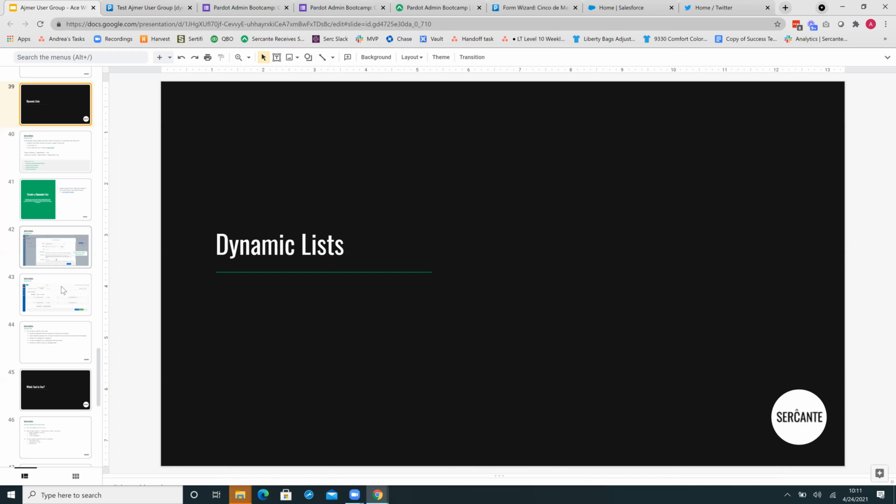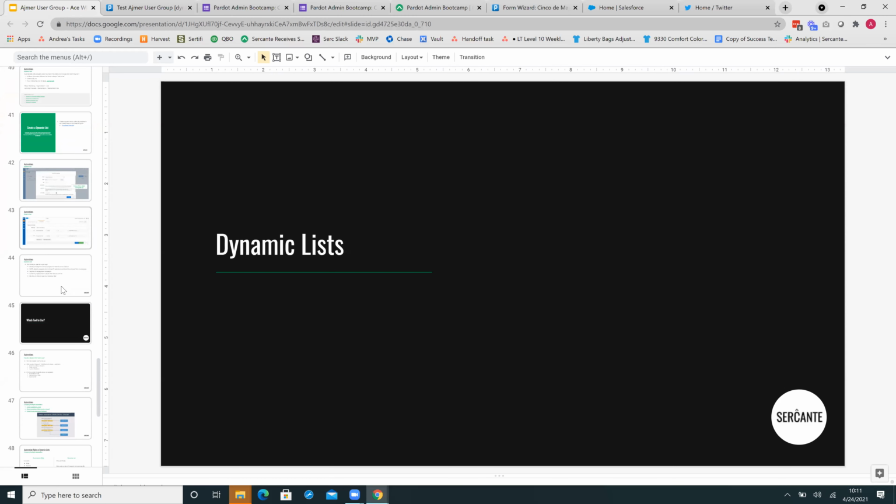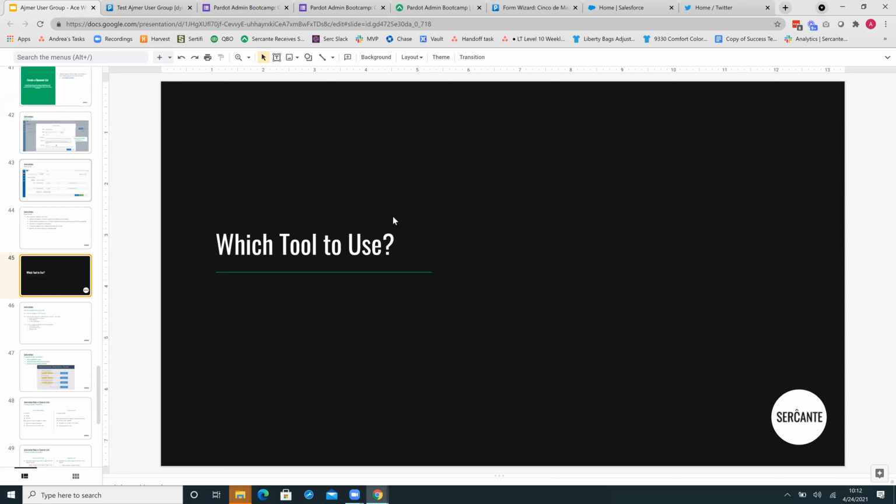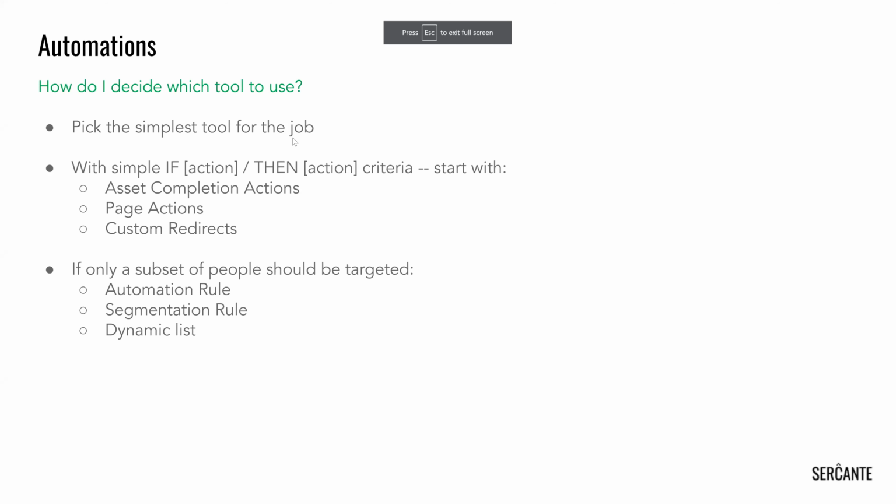So, subtle differences between these, which brings us to our next topic, which is how to pick which tool to use for which jobs. At a very high level, the number one rule to follow is trying to pick the simplest tool for the job. So if you have a form, the nearest automation tool available is completion actions. I would gravitate towards that over everything else, unless it doesn't meet requirements for some reason.